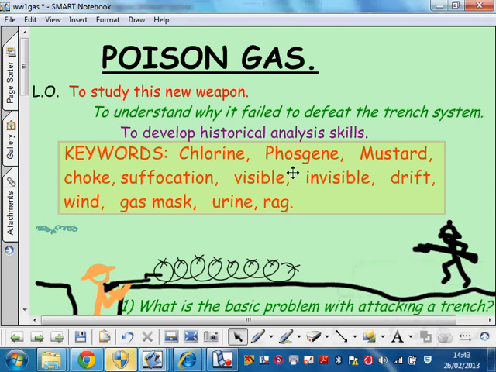So in this lesson, we're looking at poison gas. We're going to study this new weapon. We're going to understand why it failed to defeat the trench system. And by doing that, hopefully, we're developing our historical analysis skills.